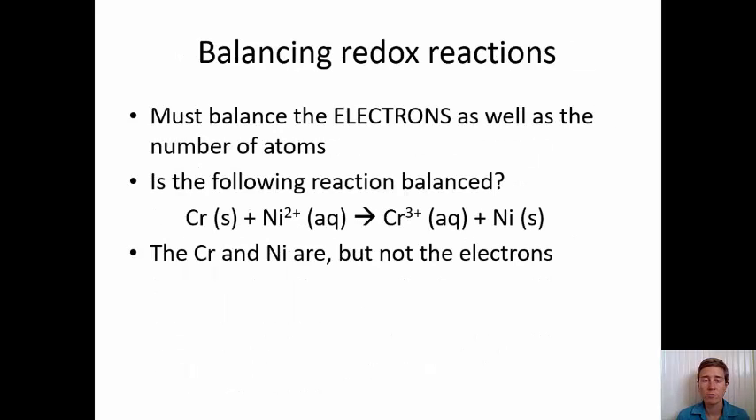The last little thing on redox is learning how to balance them. So the key on redox reactions is we actually have to balance the electrons as well as the number of atoms. You can also think about this as balancing the charge on each side of the arrow. So if we look at this reaction, it may look balanced to you because we only have 1 chromium on each side and we have 1 nickel on each side, but the electrons are not balanced, and we can see that by the fact that we have a plus 2 charge on the left and a plus 3 charge on the right. So somewhere an electron got lost, it's not balanced.